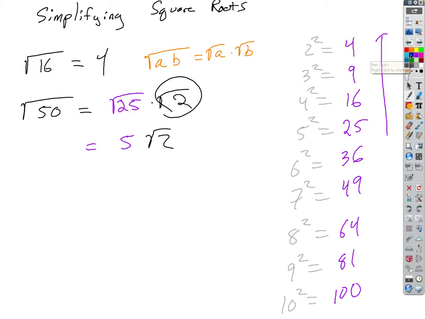Try another one. How about this? Simplify this one, please. How about the square root of 48? Is 48 a perfect square? No. So where would I start looking? If 48 is not, then just take half of that and only look at numbers less than or equal to that. What's half of 48? 24.